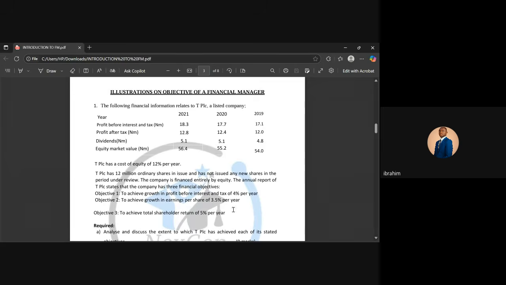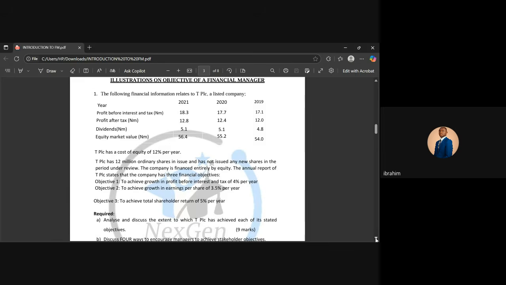Now, in this question, we were able to say objective 1, objective 2, and objective 3. Can you see? The company wants to achieve the profit before interest and tax of 4%. The question is, did they actually achieve this objective of 4%? Did the company actually achieve it? Right? The second objective is to achieve growth in earnings per share of 3.5%. The question is, did the company actually achieve this? The company has already set a standard that this is what they want to achieve. The question now is, did they actually achieve it?